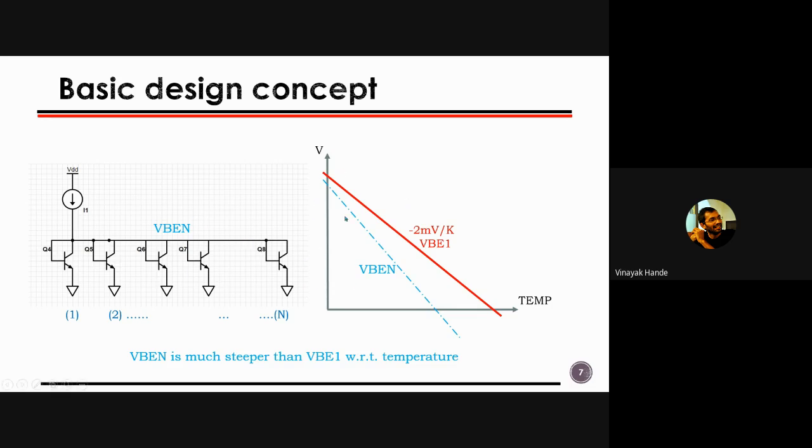Okay. Then VBN, if we plot it, the slope of VBN is quite steeper compared to the single transistor, right? Just keep in mind that if I have a single transistor, the slope is minus 2 millivolt per Kelvin. If I have multiple transistors connected in parallel and pumping exactly the same amount of current, then the slope will be steeper, right? Why steeper? You can read some device books.